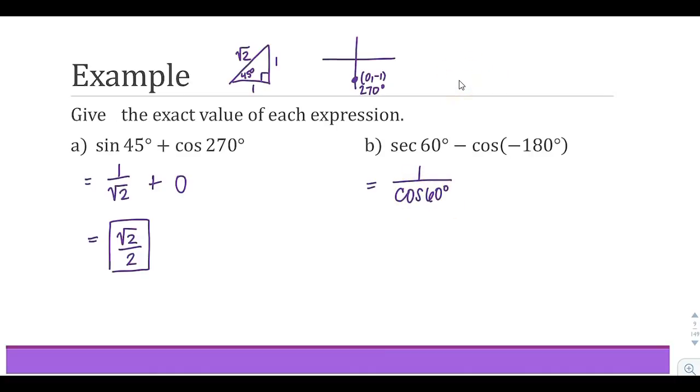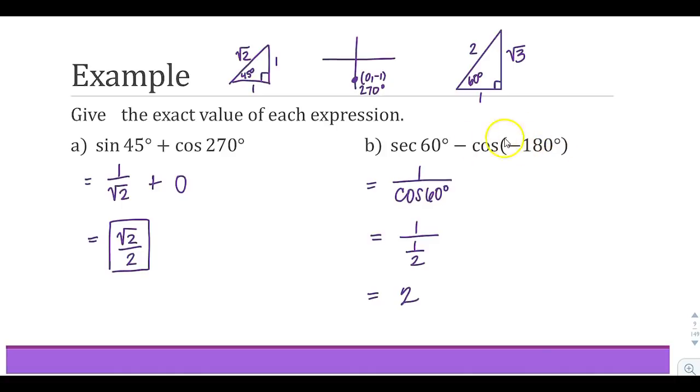And again, I can memorize that value, or I can go ahead and draw myself a triangle with that interior angle of 60 degrees. And then I have to know the side lengths, my special right triangle. So opposite 60 degrees is the square root of 3. Opposite 30 degrees is 1. And the hypotenuse is 2. So cosine of 60 is going to be adjacent over hypotenuse, so 1/2. So I have 1 over 1/2, which is just 2.